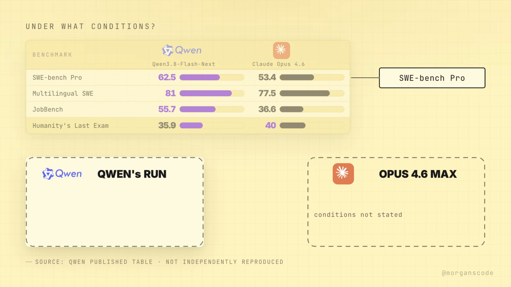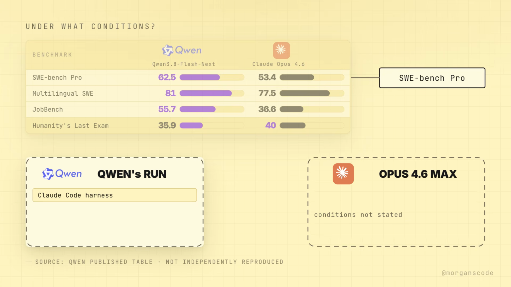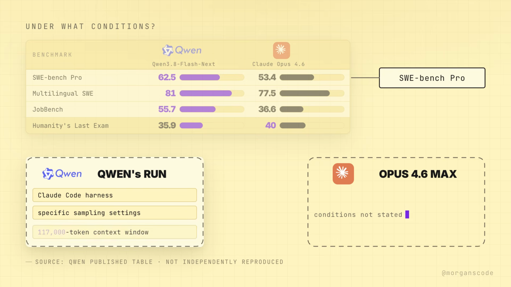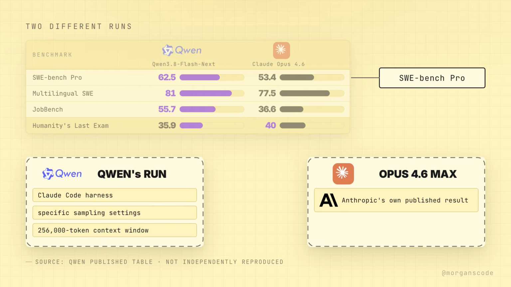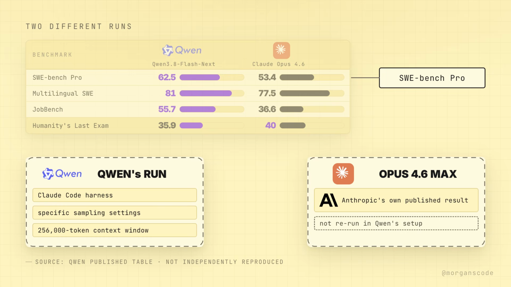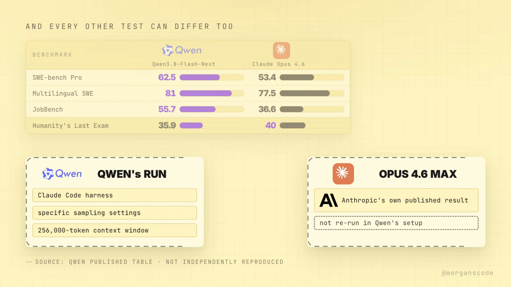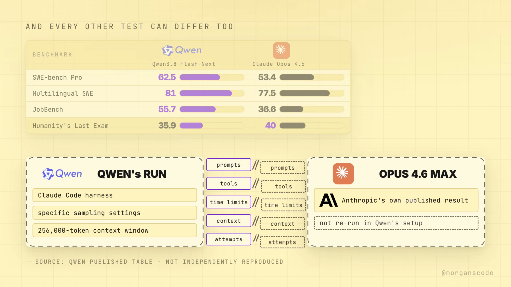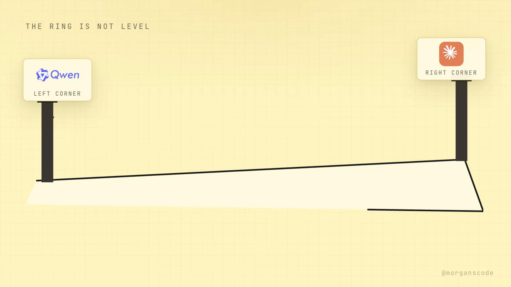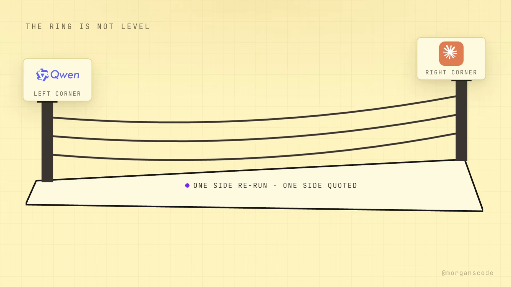For SWE-bench Pro, Qwen tested the open models with the Claude code harness, specific sampling settings, and a 256,000 token context window. The Opus 4.6 max number is Anthropic's officially published result, not necessarily a new run inside the identical Qwen setup. Other tests may also differ in prompts, tools, time limits, context, and the number of attempts. So this is not a perfectly controlled boxing match.